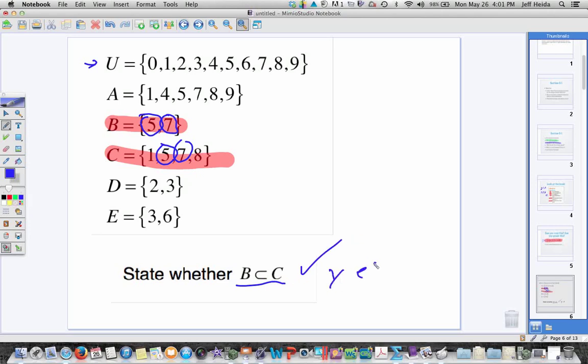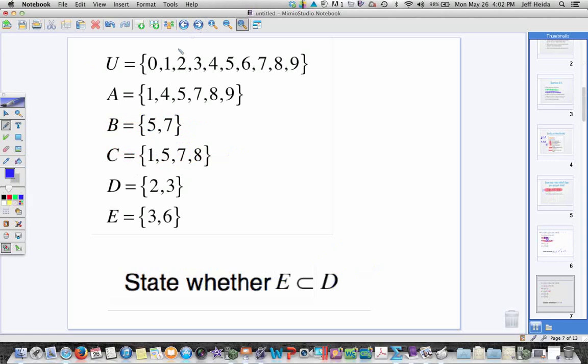I'll put a check mark by that and write yes. Every element of B is in set C. Therefore, B is a subset of C. The definition of a subset is that every element of B would be included in set C. So that's our first one.